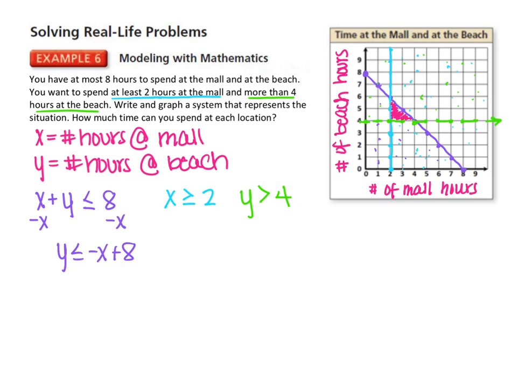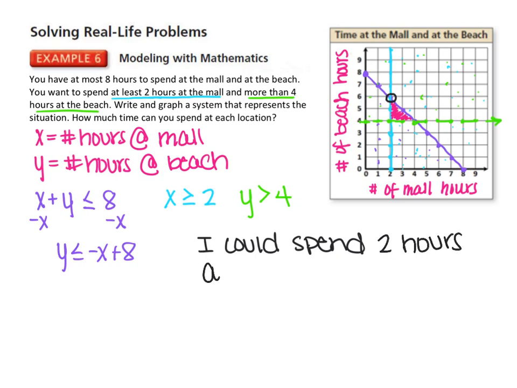I am going to pick this amount right here. Right on where the purple and blue line intersect, and say I could spend, that's where the number of mall hours was 2, and the number of beach hours was 6.